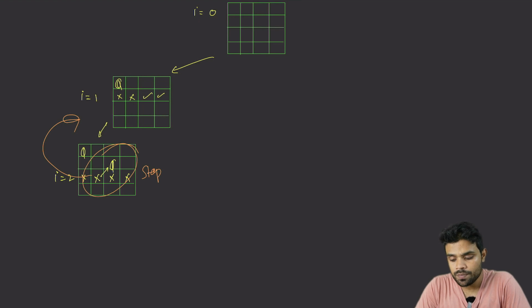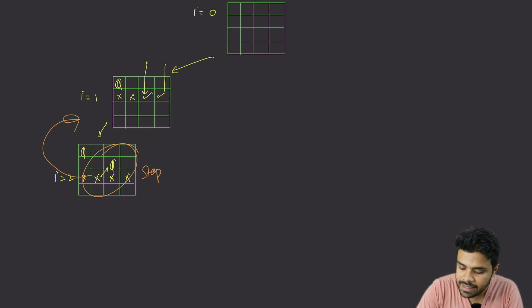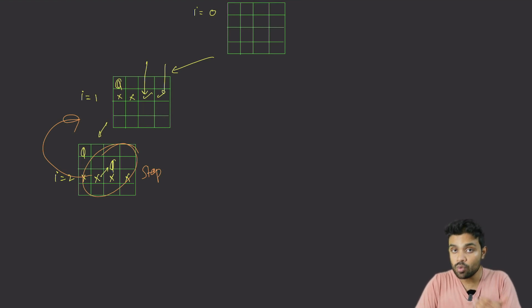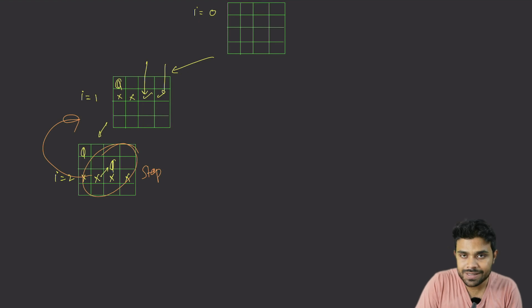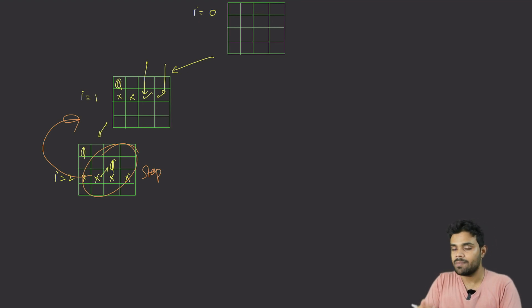But while returning, I should undo the change. What change did I make? I placed the queen at the first safe position. I should undo that, because by placing a queen there I was not able to get the correct configuration. Now we should check by placing at the second safe position, and for that we should remove the queen from the first safe position. That is the undo step, the backtracking step.